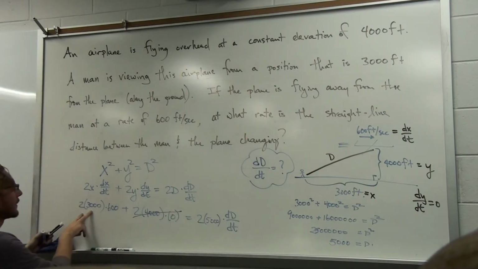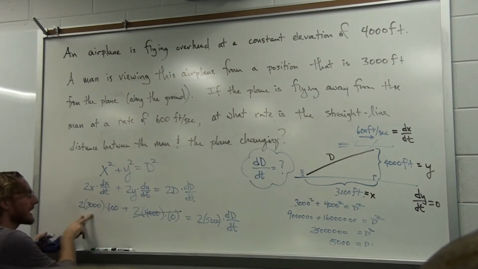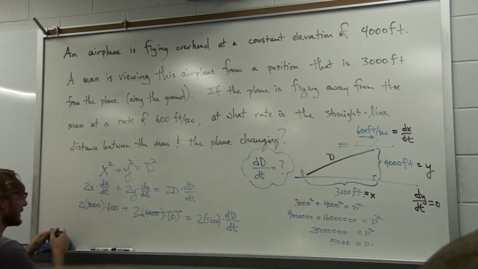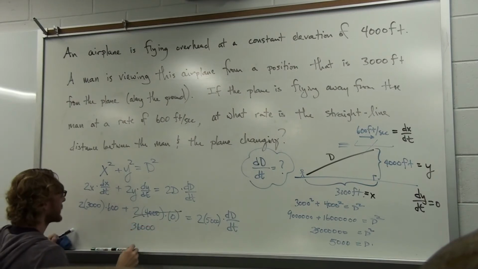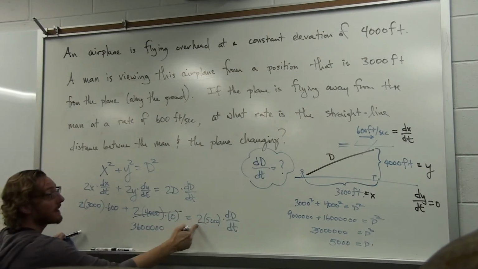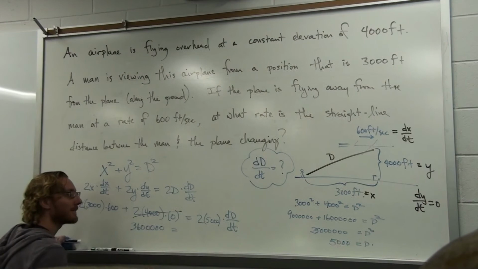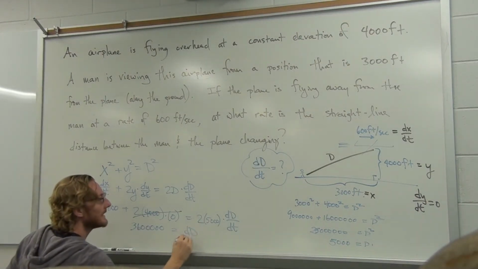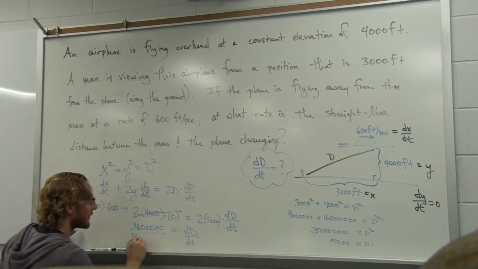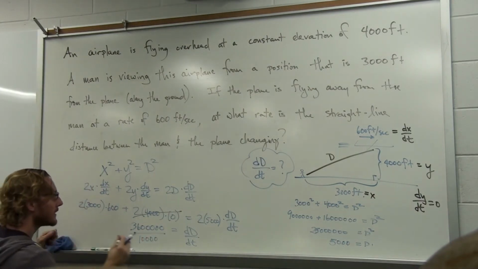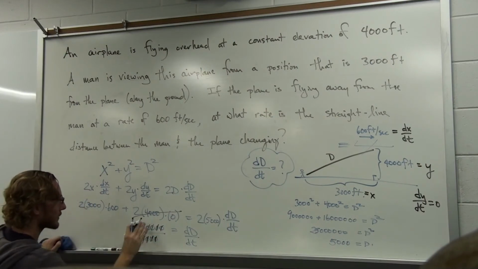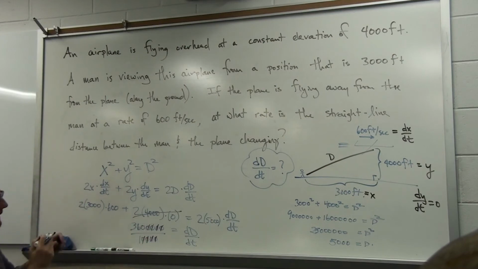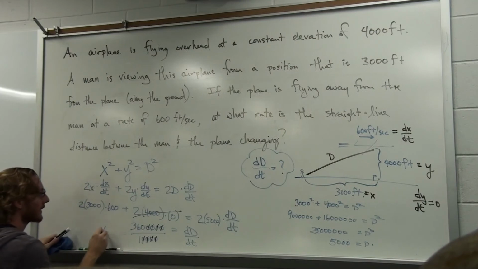So 2 times 3,000 is 6,000. 6,000 times 600 is 36,000 times 100. That's 36,000 with 2 zeros. Okay, cool, that's that number. And then that's going to be equal to 10,000 times dd over dt. So to get dd over dt by itself, we just need to divide by 10,000. And then when we do, the zeros are going to cancel out. I believe I've canceled out one too many. Okay, but the long story short is this expression is going to simplify to be 360.